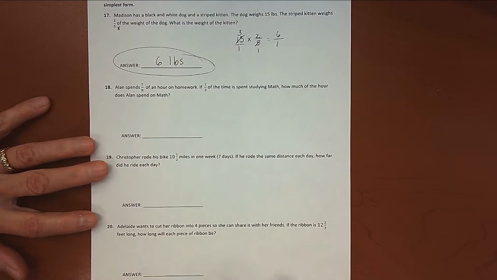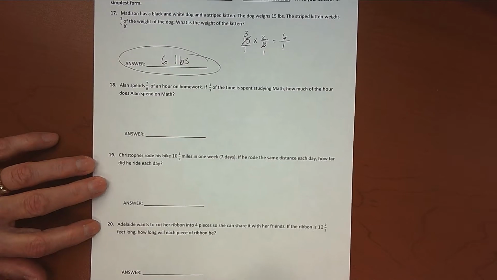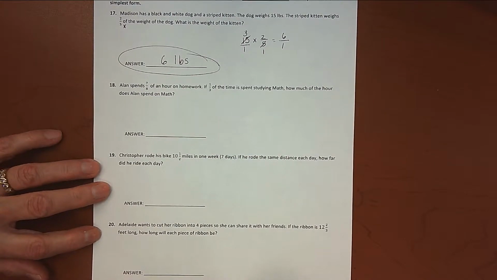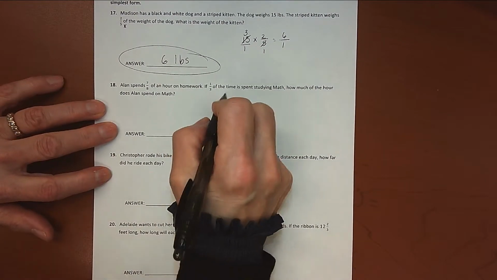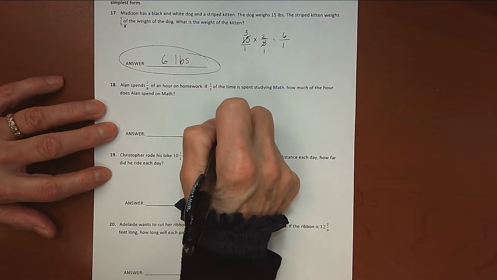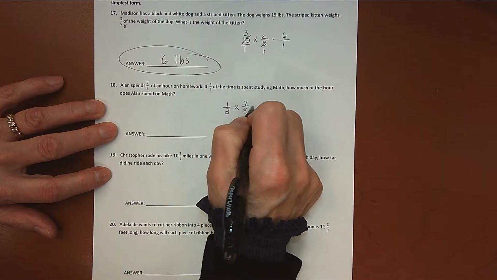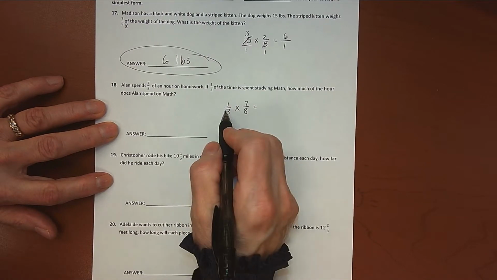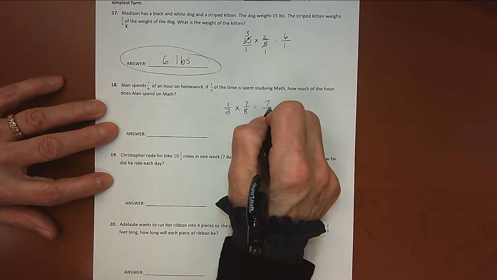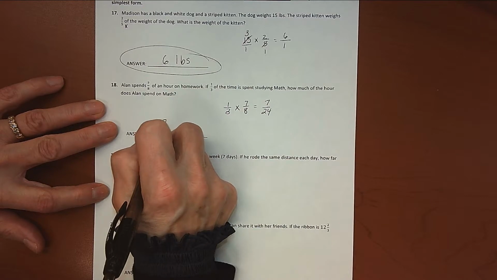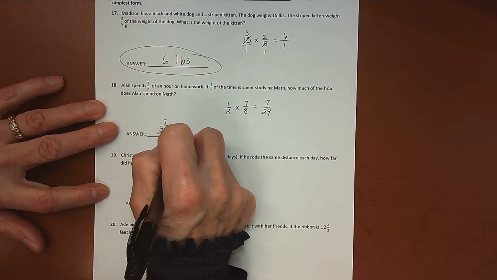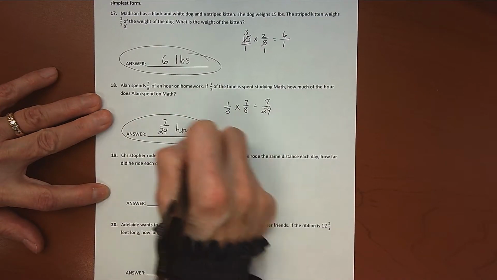All right, Alan spends 7/8 of an hour on homework. 1/3 of the time is spent studying math. How much of the hour does Alan spend on math? So we know that he takes 1/3 of, means multiply, 7/8 on math. No places to simplify. 1 times 7 is 7. 3 times 8 is 24. So he spends 7/24 of an hour on math.